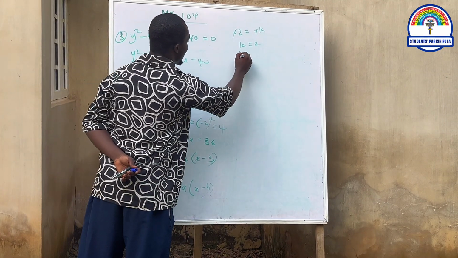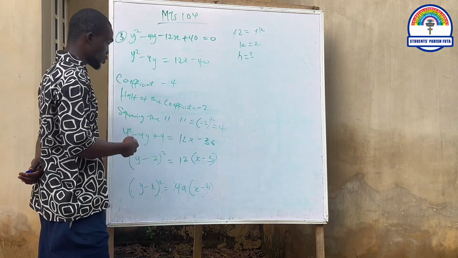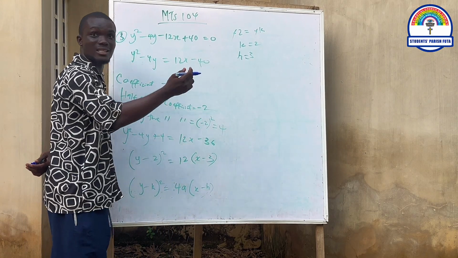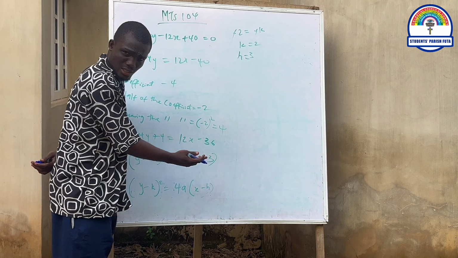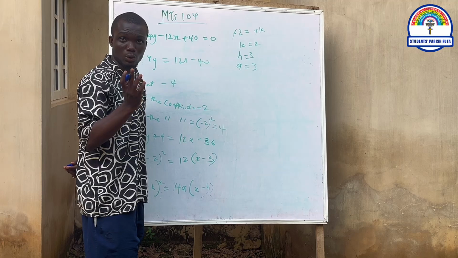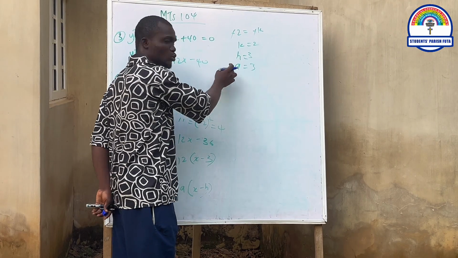Our h is equal to 3. Now let us find a. 4a is equal to 12, so a is equal to 12 divided by 4. Normally, our a is also 3. So a is equal to 3.